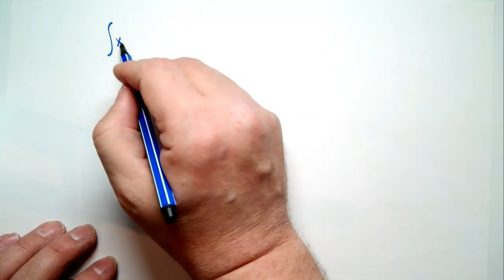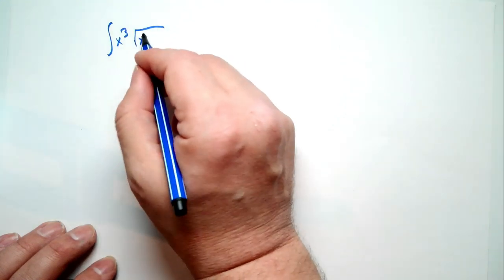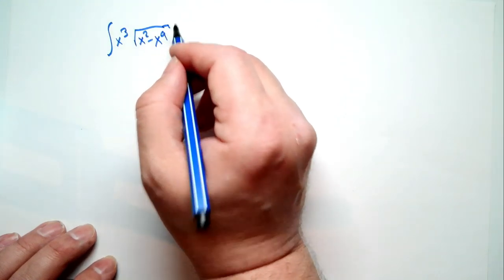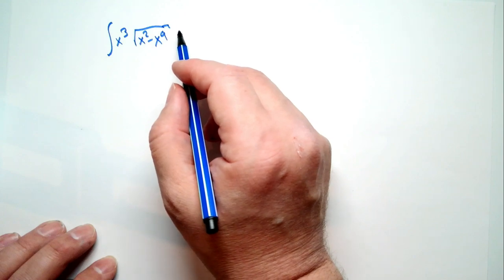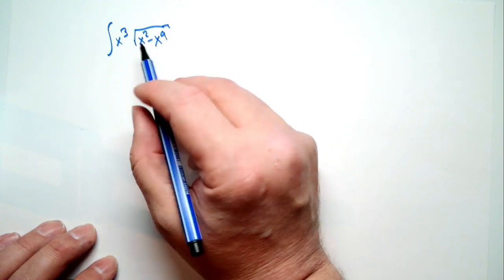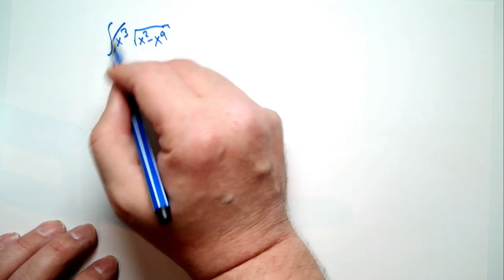There's one thing. I had a question on the homework. It was this question about x cubed, like the integral of x cubed times the square root of x squared minus x to the 9th. Oh, come on, you got me. All right. You were teasing me.